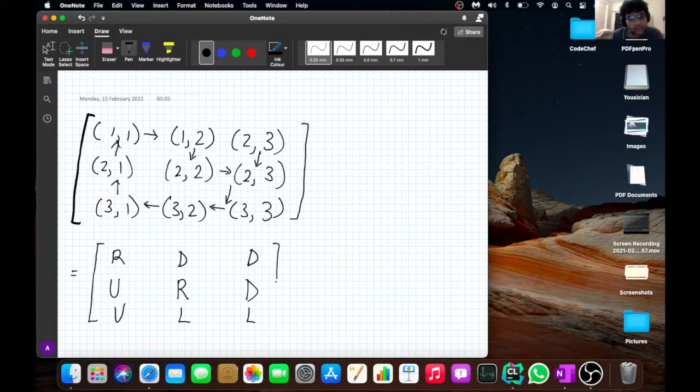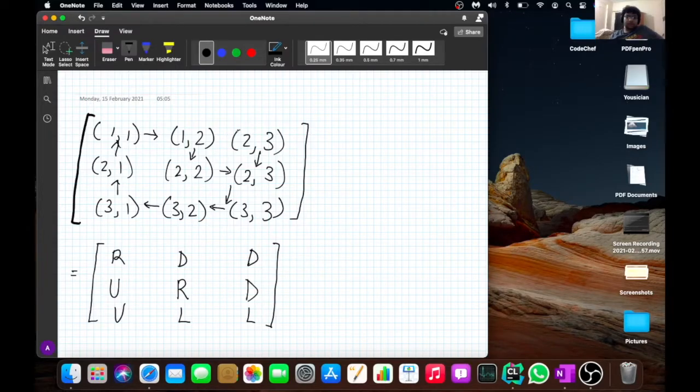Okay, and we can verify this is true. So let's choose something. I'll show you for, let's say, 2 2 for example. So you have R which goes to 2 3, down 3 3, left 3 2, left 3 1, up 2 1, up 1 1, right 1 2, and then down again to 2 2. And so 2 2 is revisited, therefore 2 2 it is. Okay. And so all of these actually map to themselves only.